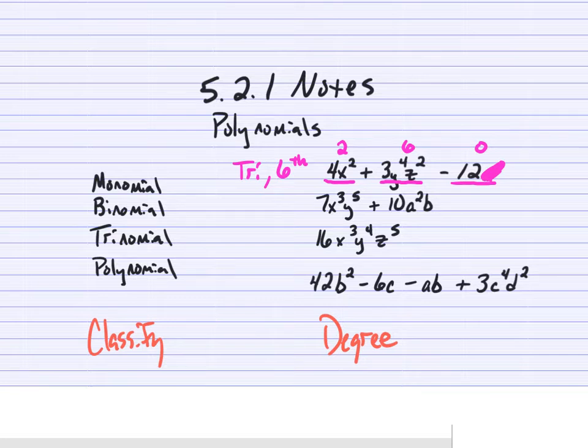Now if I look at the second one, the first term, again, if I add up the exponents, 3 and 5, I get to the 8th degree. The second term, 2 and that invisible 1 is to the 3rd degree. So I'm just asking myself which one's larger between 8th degree and 3rd degree. So this binomial is to the 8th degree because 8 was larger than 3.